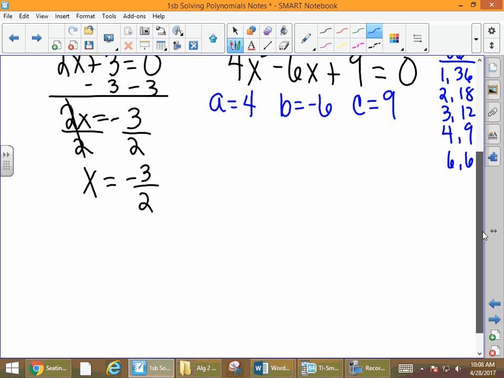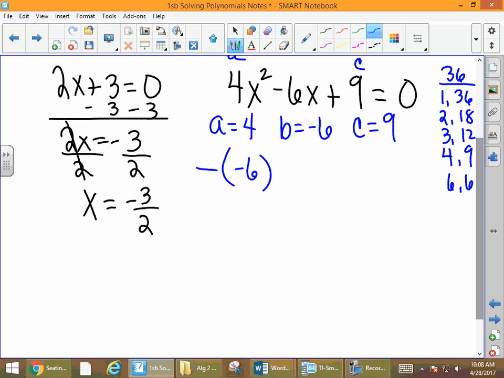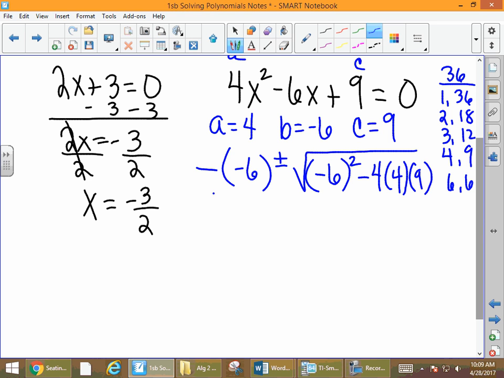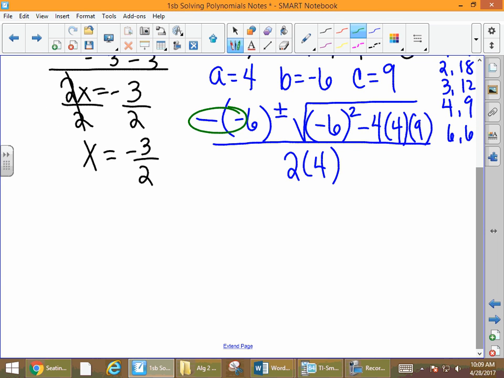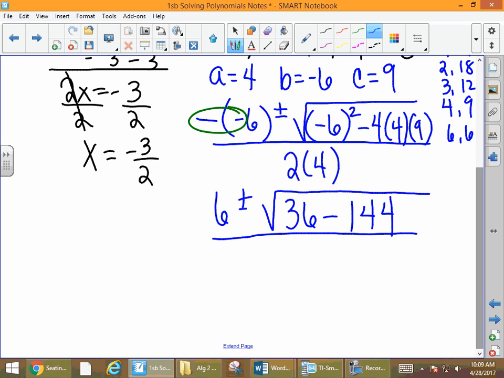So we're going to fill in the quadratic formula. Negative b plus or minus the square root of b squared. And if you're going to type that negative 6 squared in your calculator, you need to have parentheses. Negative 6 squared, minus 4 times a times c, all divided by 2 times a. We simplify a little bit more. A negative and a negative gives us a positive 6. Negative 6 squared, again, you must have parentheses, is 36. 4 times 4 times 9 is 144. All divided by 2 times 4, which is 8.